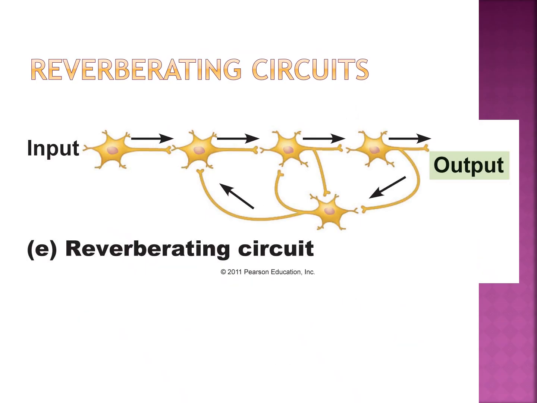In reverberating circuits, also known as oscillating circuits, the incoming signal travels through a chain of neurons, each of which makes collateral synapses with neurons in a previous part of the pathway. As a result of the positive feedback, the impulses are sent through the circuit again and again, giving a continuous output signal until one neuron in the circuit fails to fire. Reverberating circuits are involved with rhythmic activities such as the sleep-wake cycle, breathing, and swinging your arms when walking.